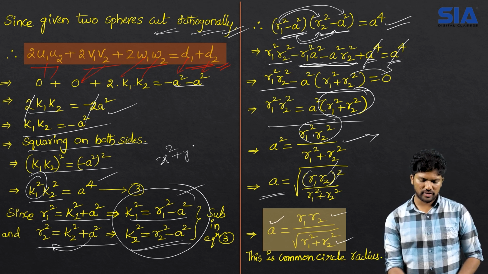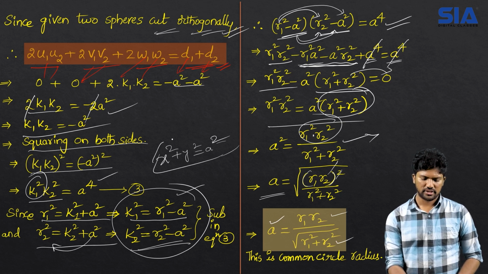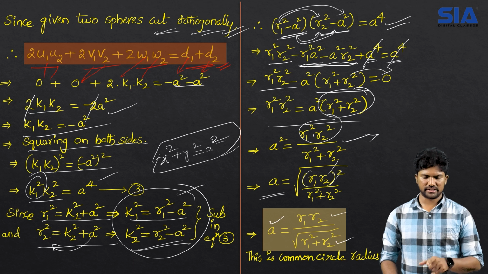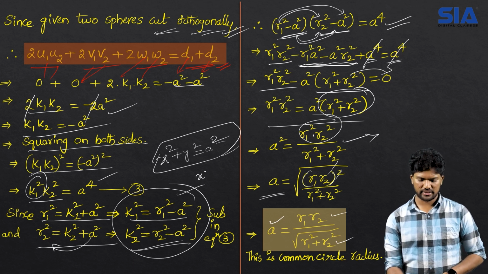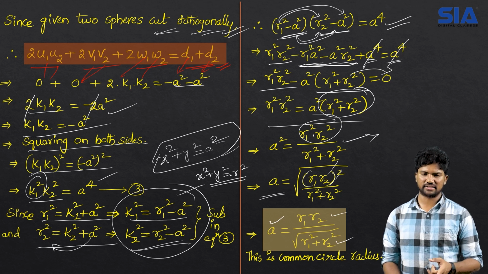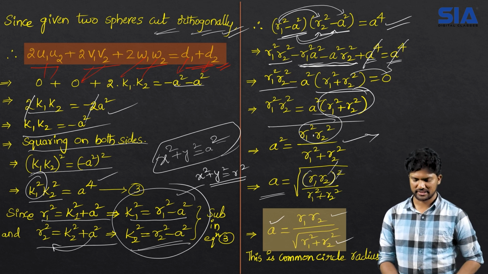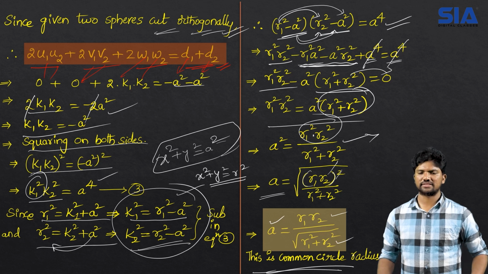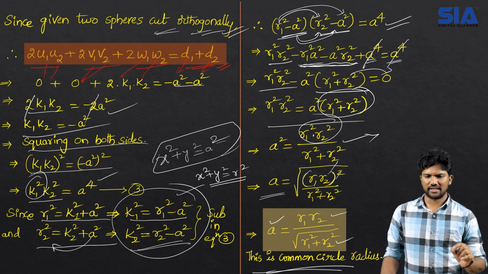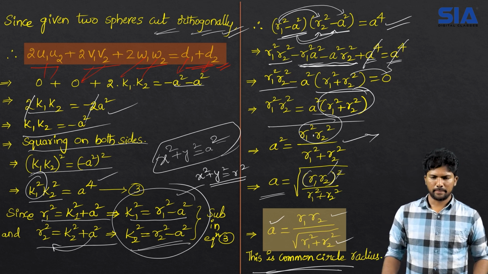We have assumed one common circle, x square plus y square is equal to a square. So that common circle is in the form of x square plus y square is equal to r square, where small a is the radius of the common circle. Therefore this is the radius of the common circle. That is the required proof of the problem.